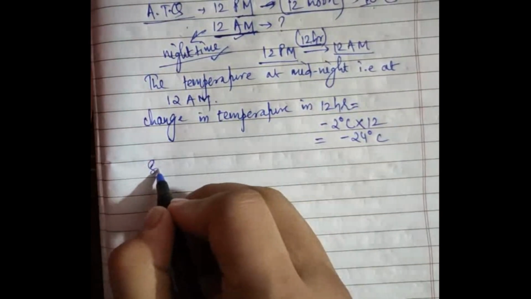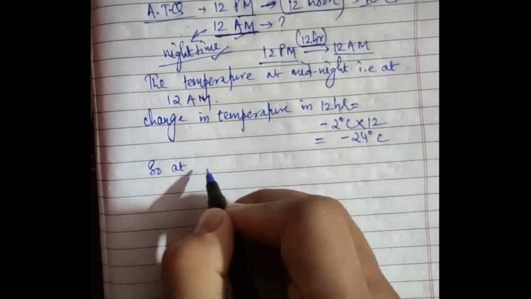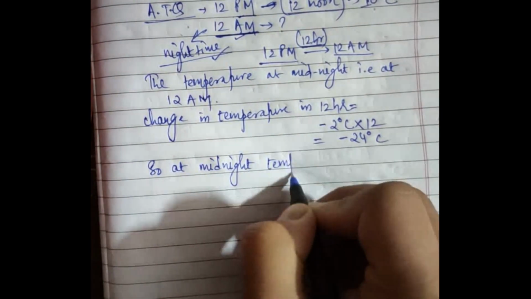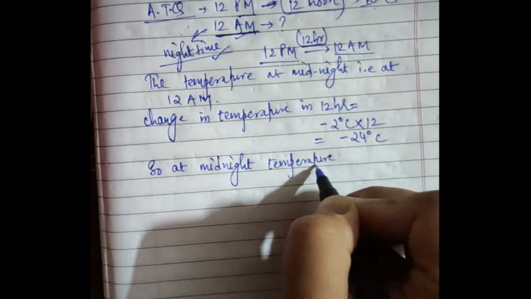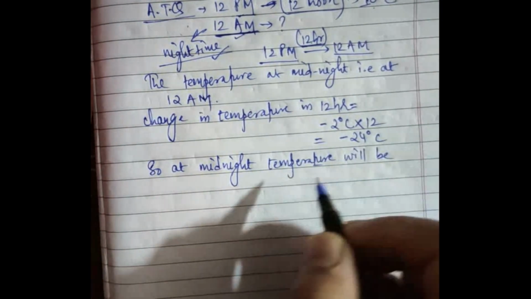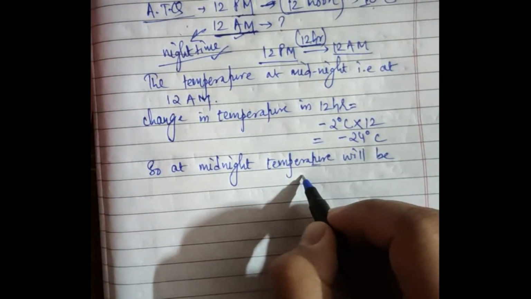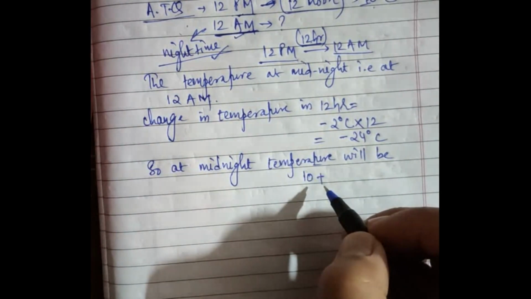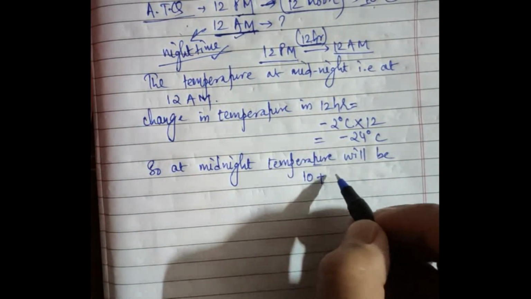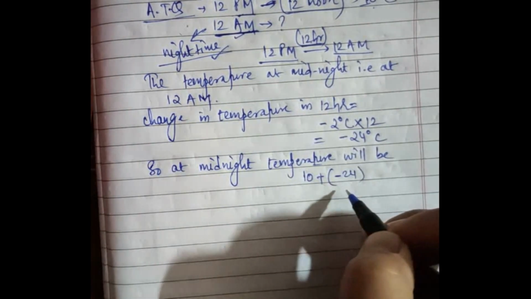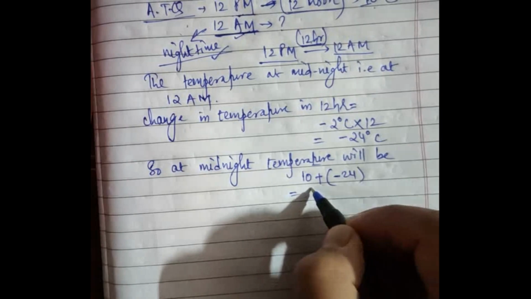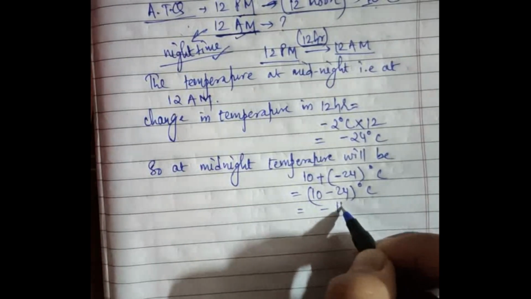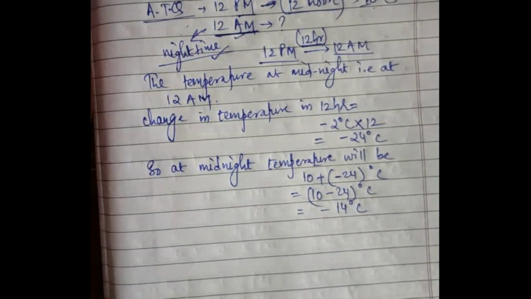Alright. So at midnight the temperature will be, at 12 p.m. the temperature was 10 degrees Celsius, right? And at 12 a.m. the change in the temperature will be 24 degrees Celsius. So 10 minus 24 is equal to minus 14 degree Celsius, isn't it? Right?